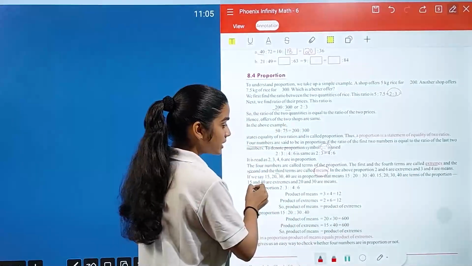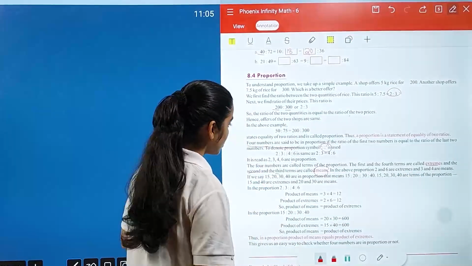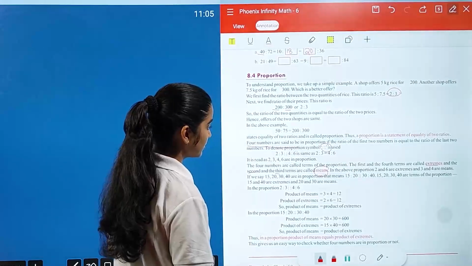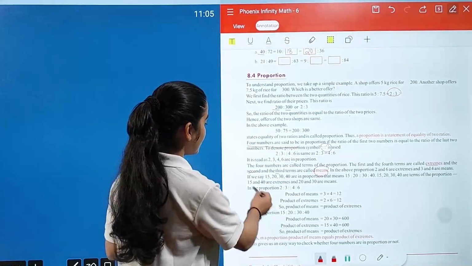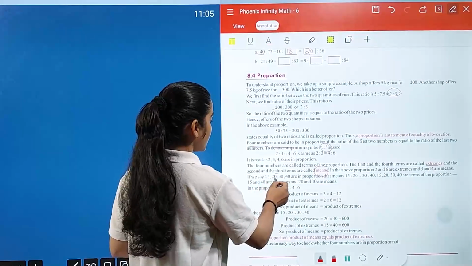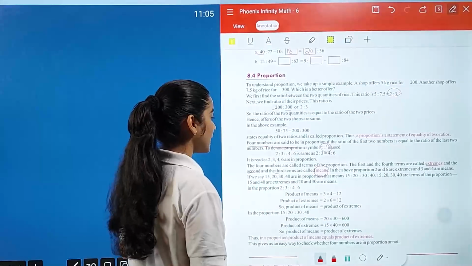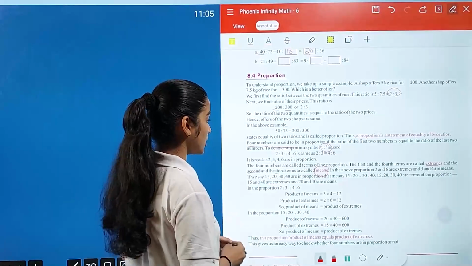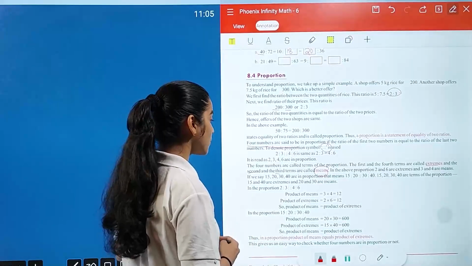So 2 multiplied by 6 is 12, and 3 multiplied by 4 is 12. Means are 15 and 40 are extremes. So if we say 50, 20, 30, 40 are in proportion, that means 50 is to 20 is proportionate to 30 is to 40, and 50, 20, 30, 40 are terms of the proportion.